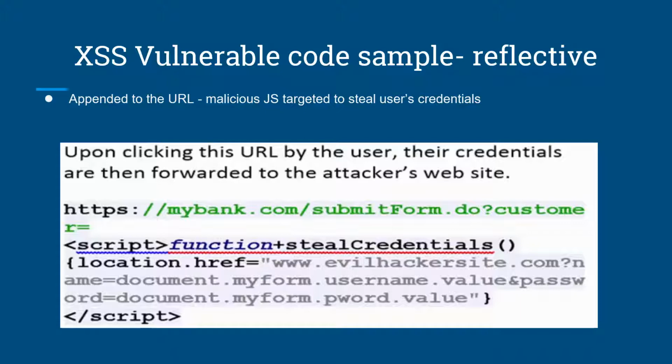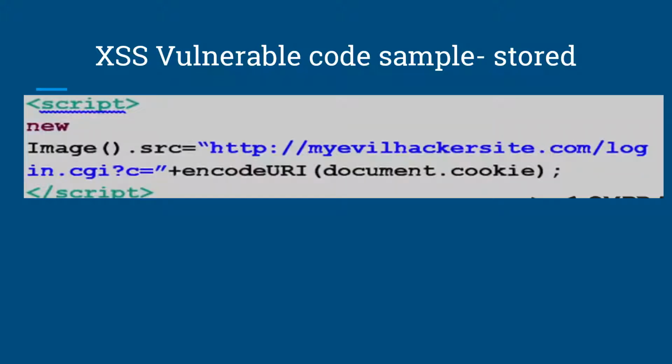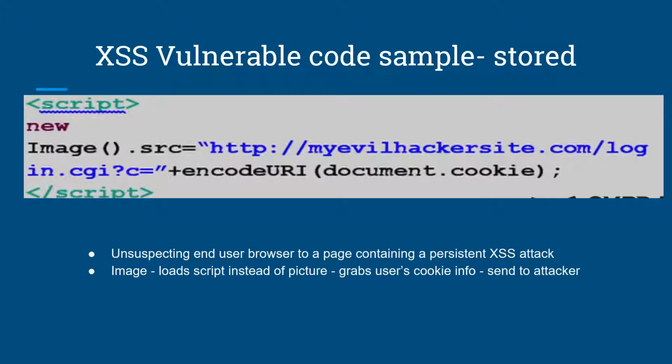Now for stored cross-site scripting, an example of this would be the sample HTML code below, where we have an image and the image source has been replaced. Instead of having the file name, we instead have the location of an evil hacker's website, and of course they grab the document cookie, the cookie that's stored in the DOM.